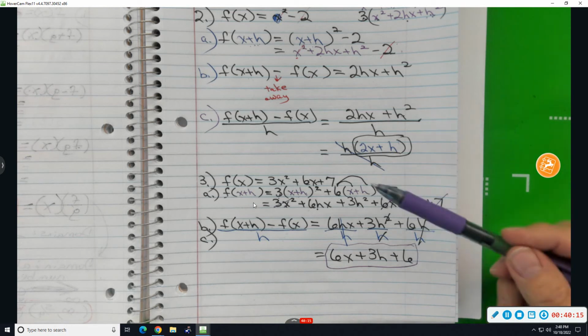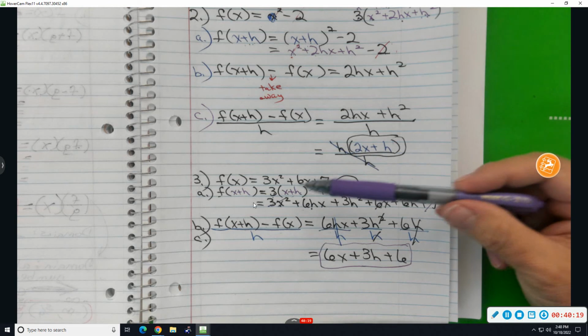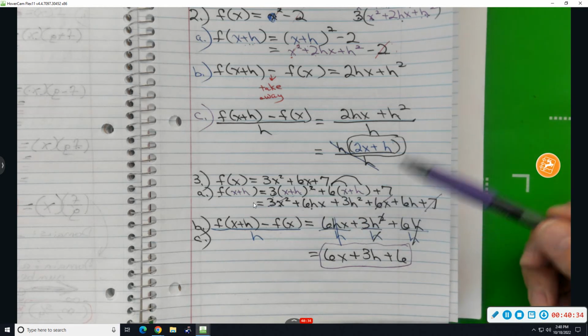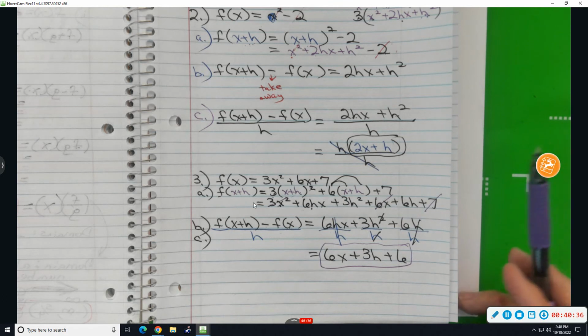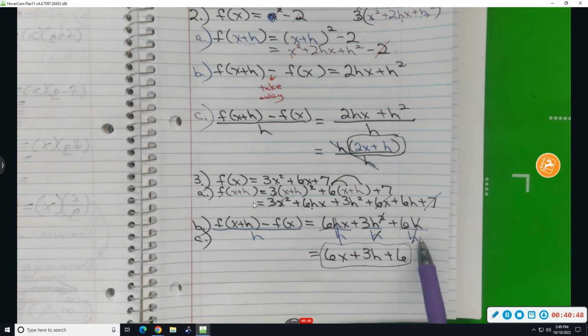So even though this function was considerably messier, had a leading coefficient other than 1, and had an unsquared variable term, the work itself wasn't that involved. The longest part of the problem is what? That A part, finding f of x plus h. That'll always be the longest part for you. But once you've done that, you drop off the original terms and then divide by h. The quickest way to divide by h is just put every term over h.